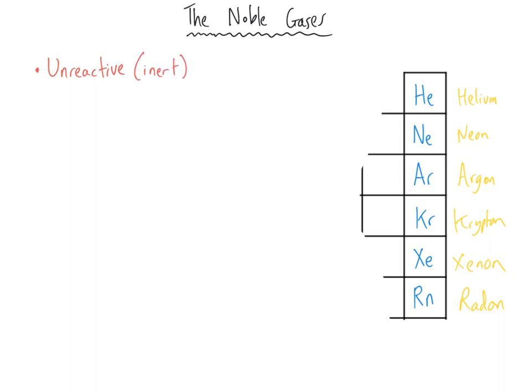Another word for unreactive, it means the same thing, is inert. I used the word monoatomic as well. And monoatomic is very similar to diatomic, except mono means one, and atomic still means atom. So these are not molecules at all, they are single atoms. And of course, they are all gases, hence the name noble gases.